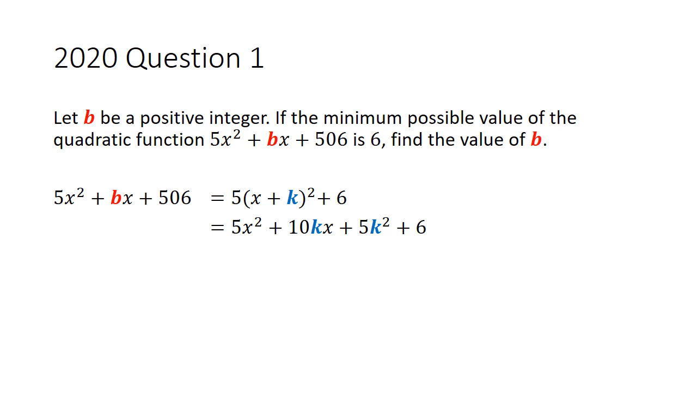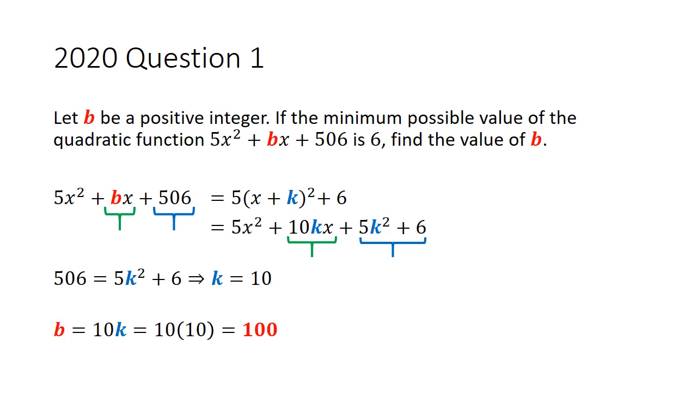Now we can compare the left-hand side and the right-hand side. So we can compare the constant terms. 506 must be the same as 5k squared plus 6. We can also compare the coefficients of x. So bx will be equal to 10kx. First, comparing the constant terms, we are able to find the value of k to be 10. Then by substituting k equals 10, b must be 10 times 10, which is 100. And that is our answer for question 1.